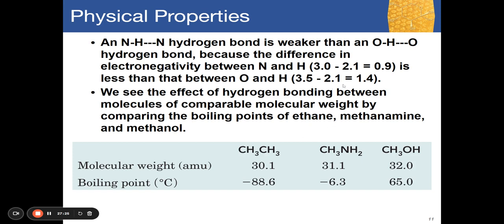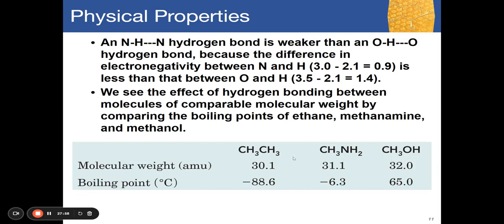So, we see the effect of hydrogen bonding between molecules of comparable molecular weight by comparing their boiling point and their melting point. For this one, ethane, methanamine, and methanol. For ethane, all it needs is a boiling point of negative 88.6 and it evaporates. But as you may see, you need a high temperature for your alcohol to dissociate. This means our amine evaporates faster in comparison with your alcohol.